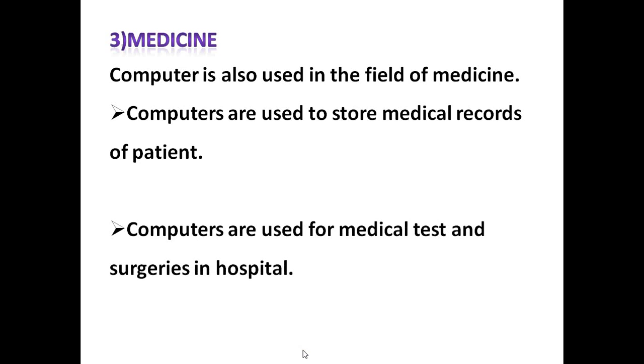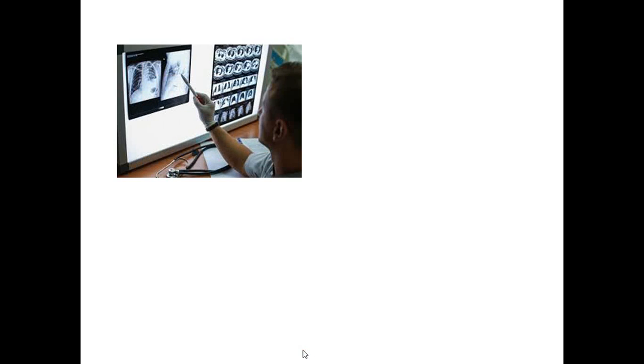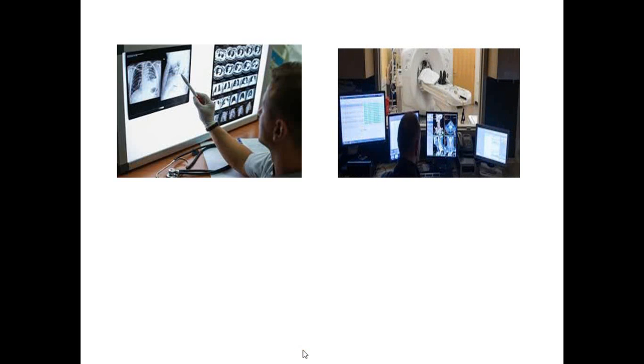Next, computers are used for medical tests and the surgeries in the hospital. Means we can use the computer for medical tests and surgeries, means operations, in the hospitals. Now I will show you a picture so you can understand how it is used in the medical tests and the surgeries. See this picture here, that a person or doctor is showing one of the body parts by using the computers. Another picture is showing what is called the CT scan or MRI, which will scan your body using the computer. This is one of the uses of computer in the medical field or the hospitals.